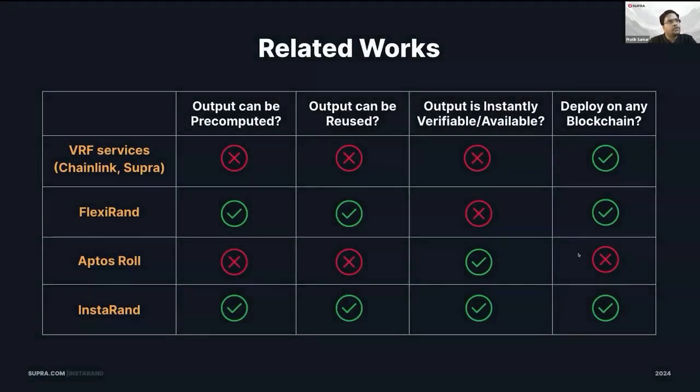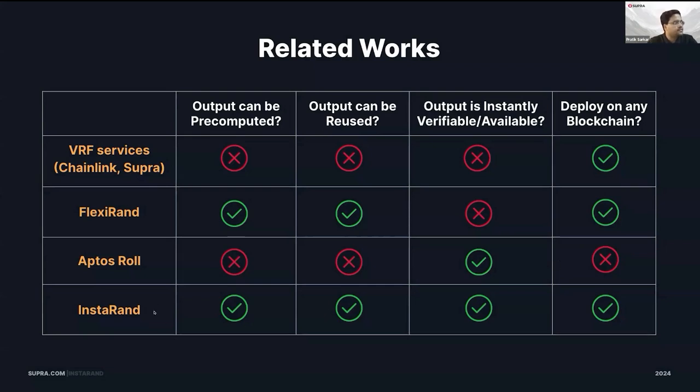However, the Aptos Roll does not work on any blockchain because it relies on the specific blockchain property where the consensus on the block has to be done before the beacon can be generated on the block. So it's a two-phase process.